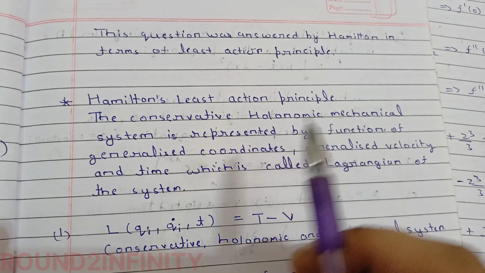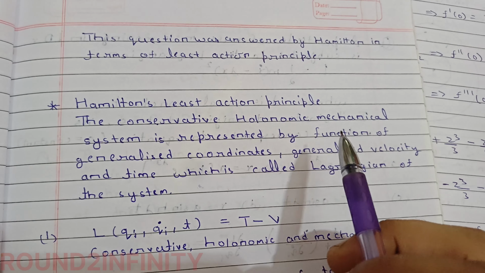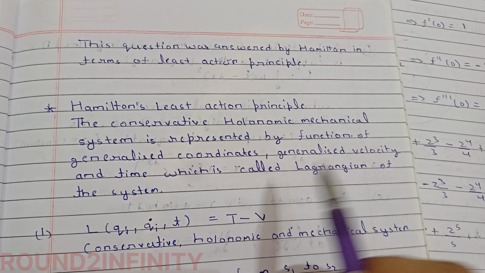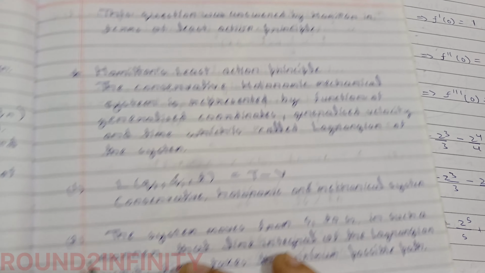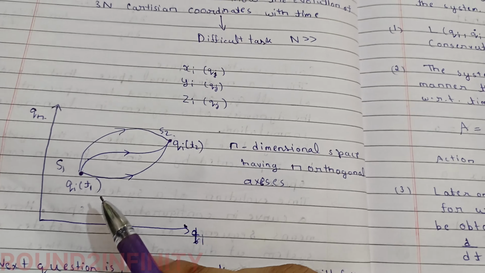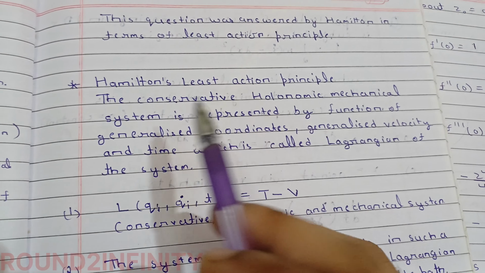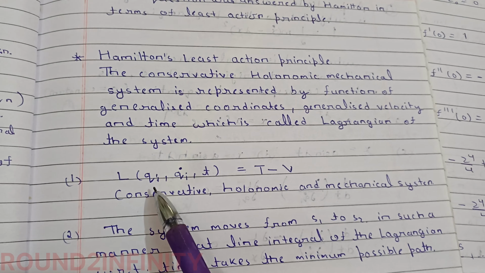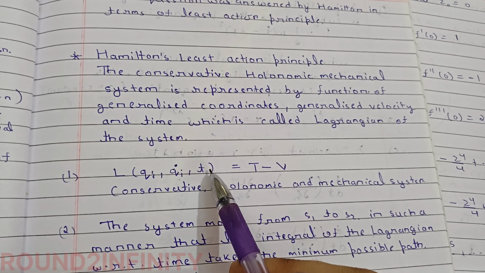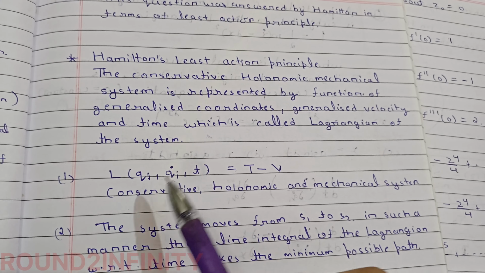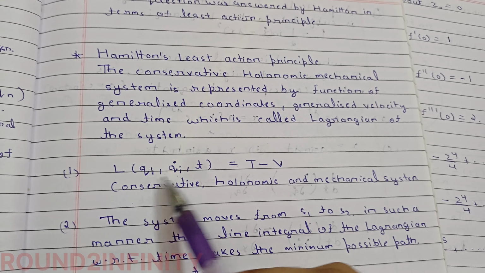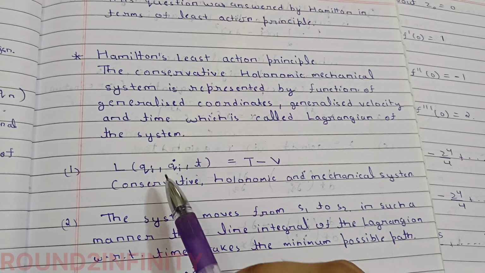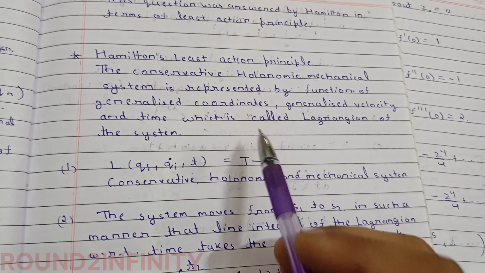The conservative holonomic mechanical system is represented by a function of generalized coordinates, generalized velocity, and time, which is called the Lagrangian of the system. So this state is changing, and every state is represented by these, meaning generalized coordinates, generalized velocity, and time. This will be the function of these, and this is called the Lagrangian of the system. So any holonomic mechanical system will possess these coordinates, and now they will change in the configuration space from one point to another.